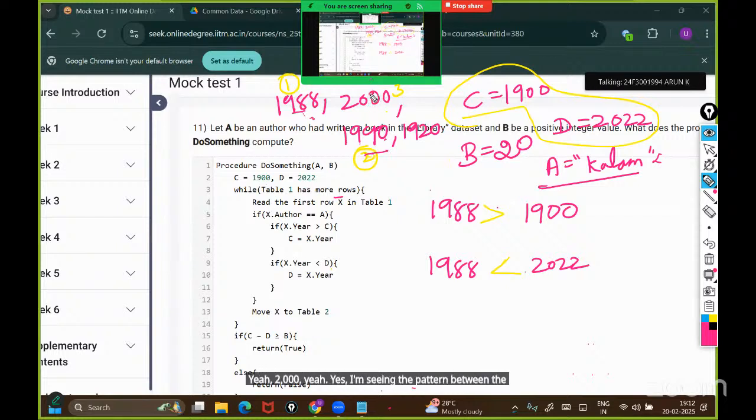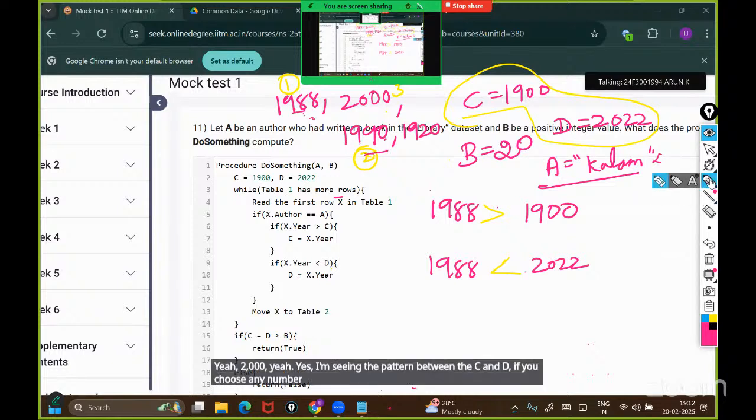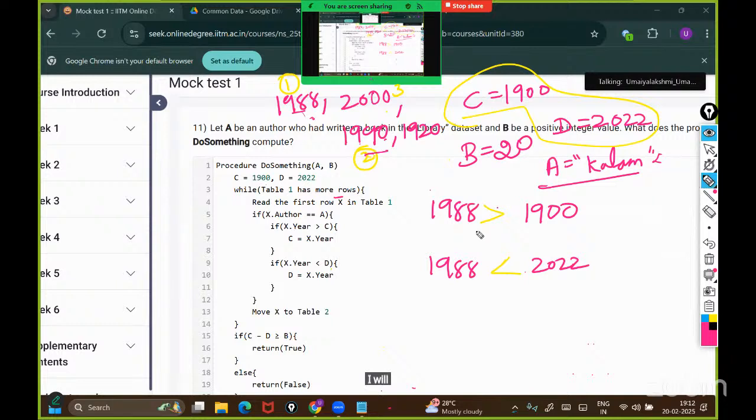If you choose any number, any year, C and D will be the same number. We'll check. Let's say C is equal to 2000. Yes, that's correct. It will obviously be the same number.